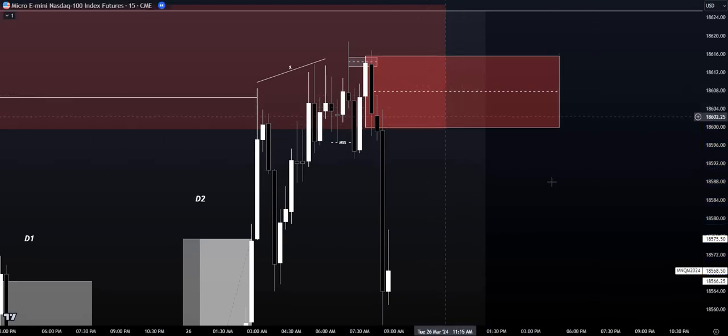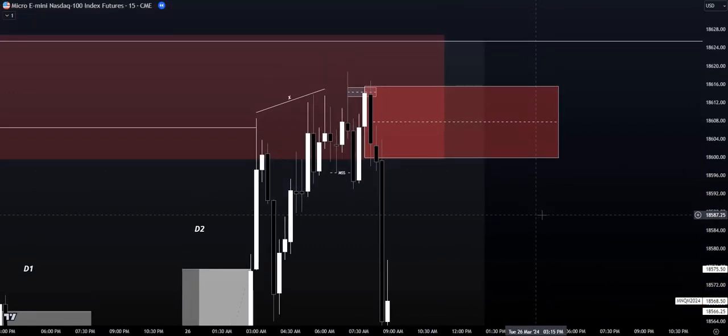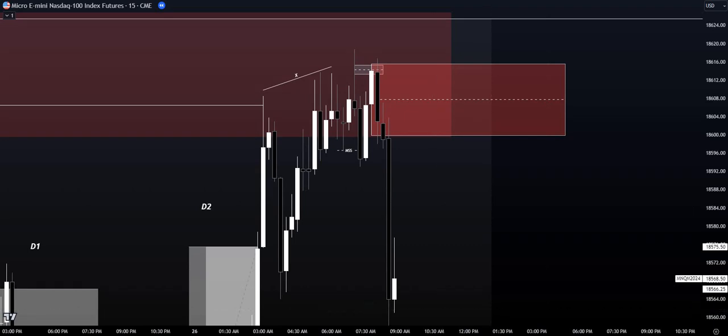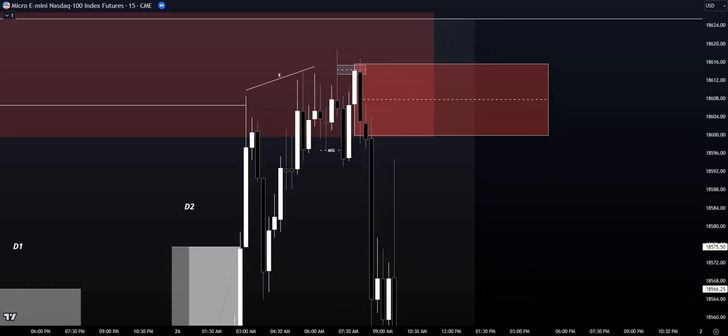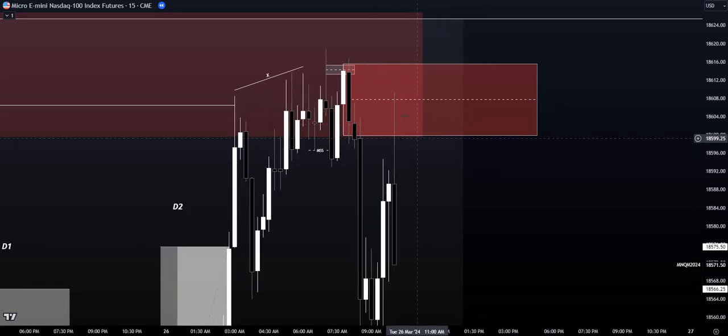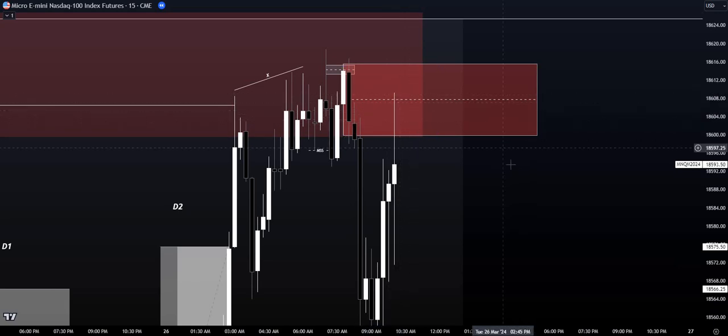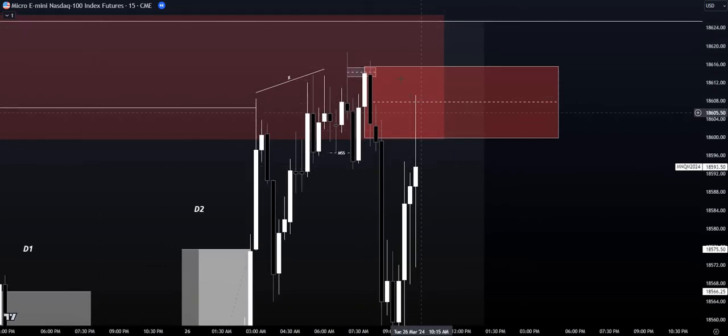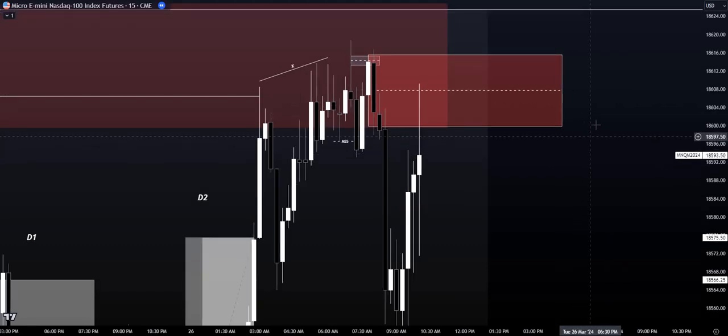And when we come back up into here, what we can do is find a model on the lower time frames after that. So if we play this forward, boom, we mitigate that propulsion block here. That is our higher time frame mitigation. All right, we get our higher time frame mitigation of a higher time frame PD array, because remember, higher time frame PD arrays hold more power because the candlesticks hold more volume and bulk in the candles.